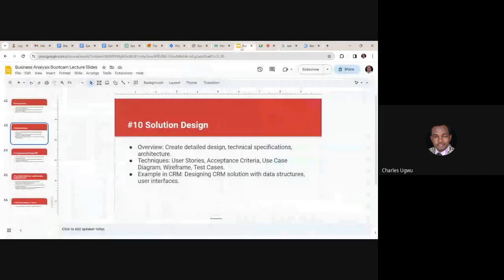So let's crack on. That is how you are going to use user stories, acceptance criteria, use cases, wireframe. Let's look at wireframe as well, so you understand what wireframe means.